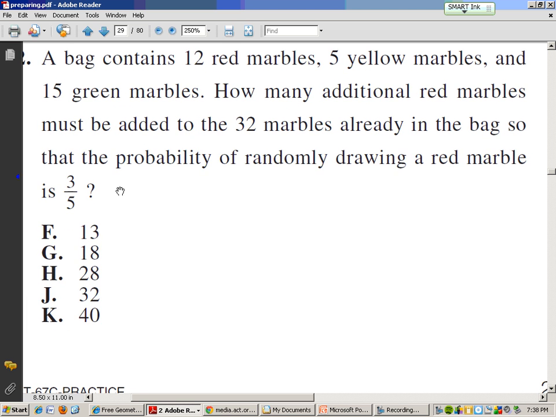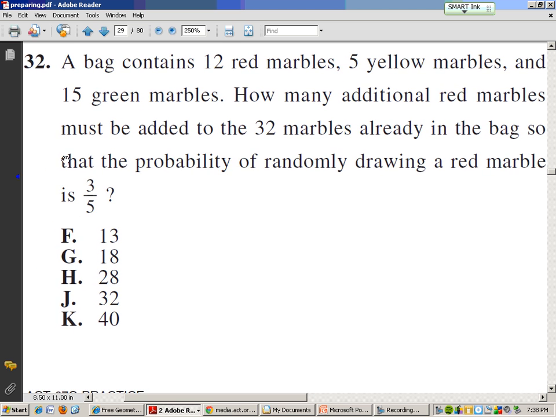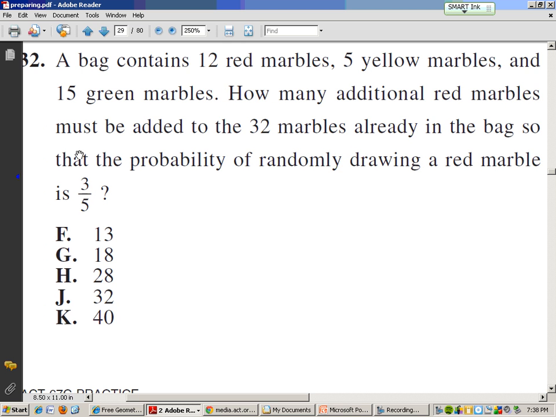Okay, a bag contains 12 red marbles, 5 yellow marbles, and 15 green marbles. How many additional red must be added to the 32 already in the bag so that the probability of randomly drawing a red marble is 3/5? Well, I'll tell you a way to cheat. You know the answer is going to have to be a multiple of 5 for it to reduce to 3/5.